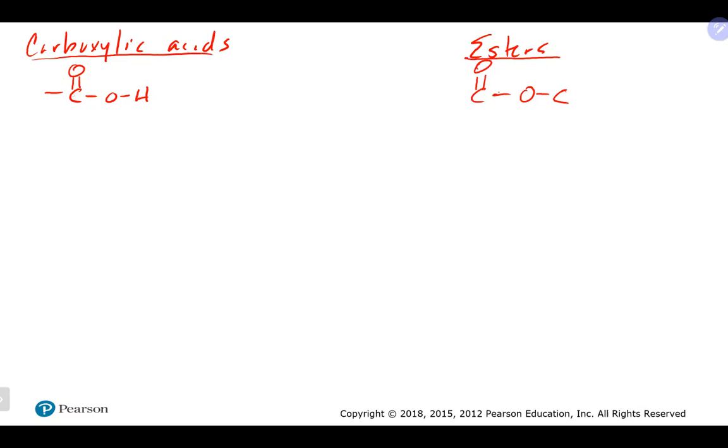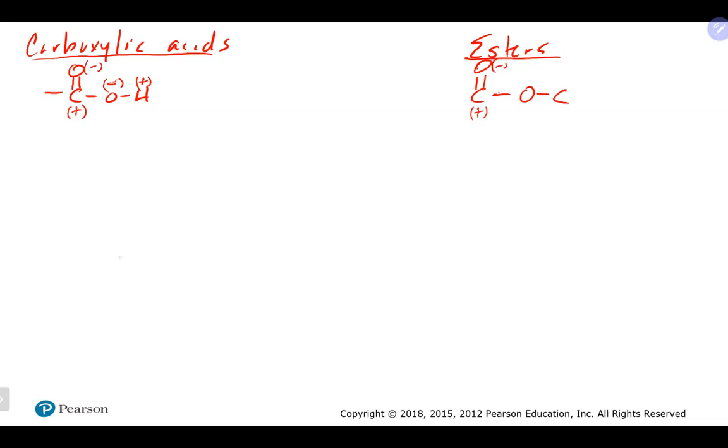Remember that this carbonyl group is a polar group, positive and negative. That means the carboxylic acid actually has two polar groups, and also has a very high boiling point because of that. The ester here has a positive and a negative.